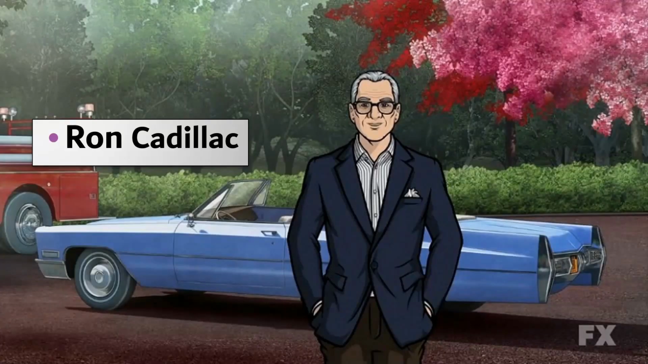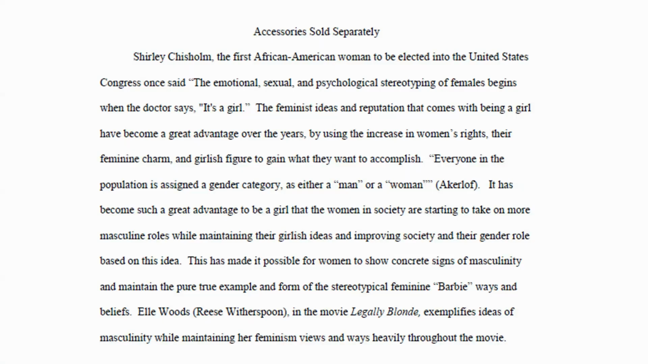Ron Cadillac's paper. His is the one about Legally Blonde. We can look at the thesis, we can look at the introduction here and get a good idea of everything that's going to go on in the paper. We start with Shirley Chisholm, the feminist ideals, everyone is assigned a gender category, blah, blah, blah. In the last sentence, we have the movie Legally Blonde comes in.